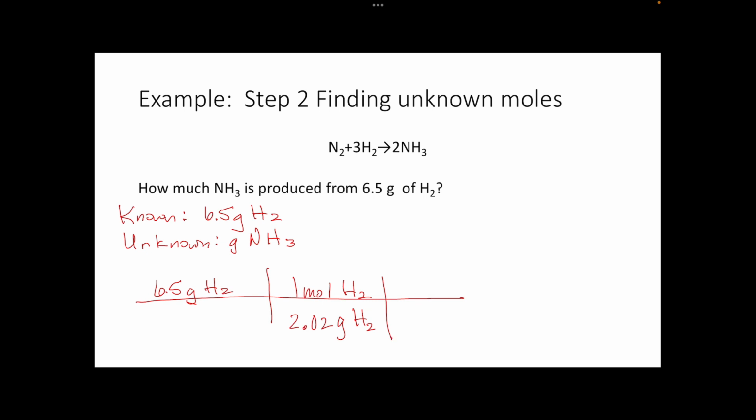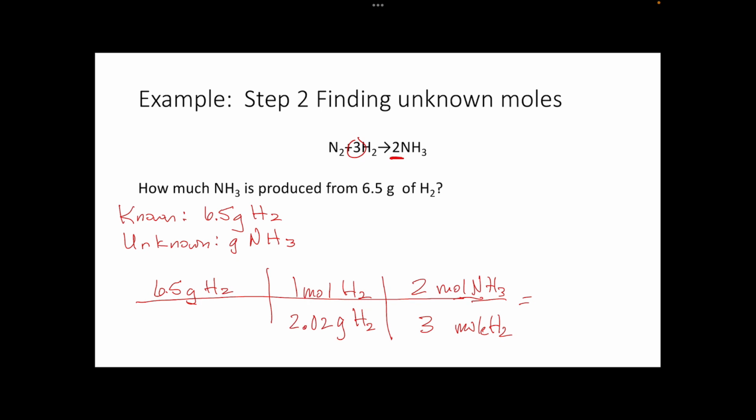Right, now our mole ratio. So we're starting with moles of H2. We're wanting to find moles of ammonia. All right, now we look at our chemical equation. So for 2 moles of ammonia, right up here, we need, you can see, 3 moles of H2 here. All right, so what we do, once again, we just multiply everything on the top. Now we're going to be dividing by 2 quantities on the bottom. So dividing by 2.02 and 3.